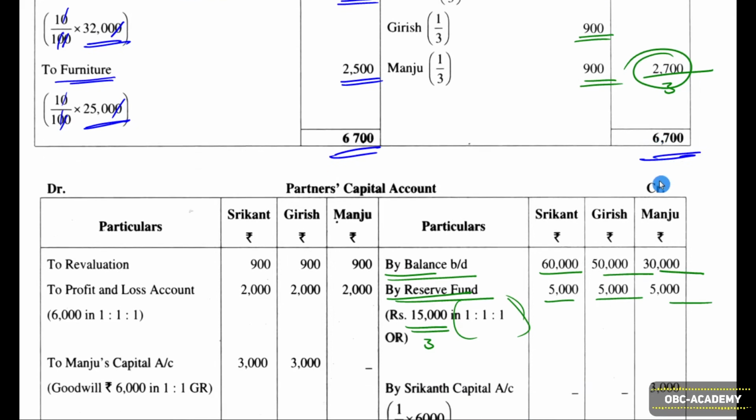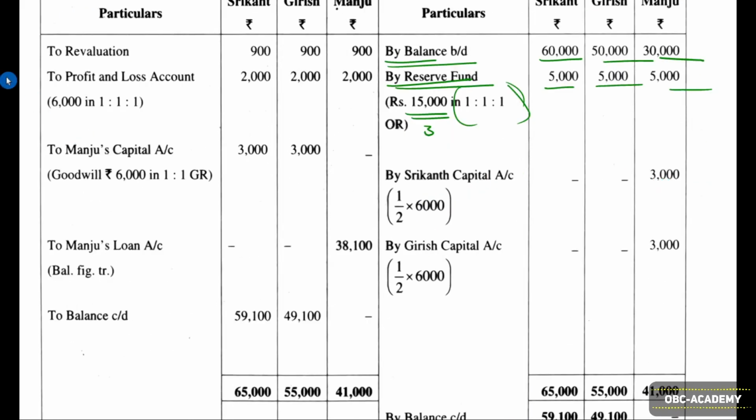So first we'll enter the revaluation account. To revaluation account, 900 loss, 900 loss, 900 loss again. Next, to profit and loss, which is given in the balance sheet, the whole amount is 6,000 rupees. This loss should be divided equally among the three partners. If you divide, you'll get 2,000, 2,000, 2,000. So you've just cleared everything which is given in the question.